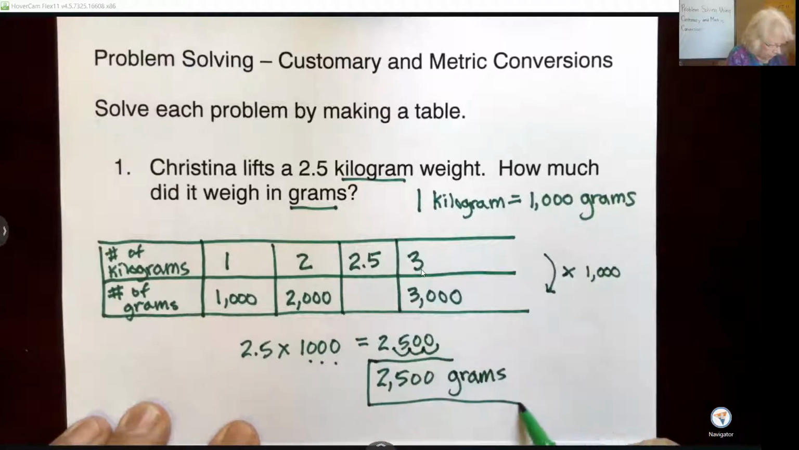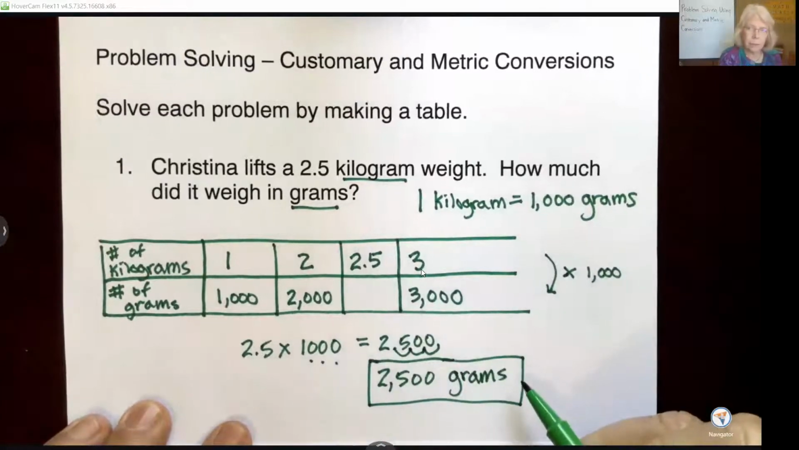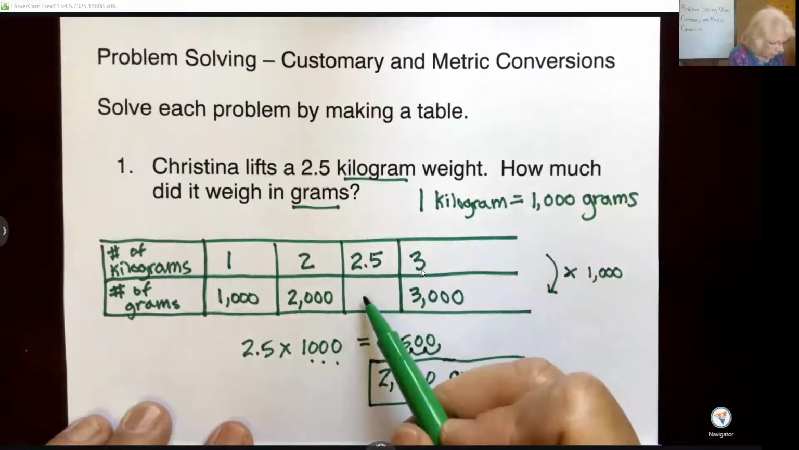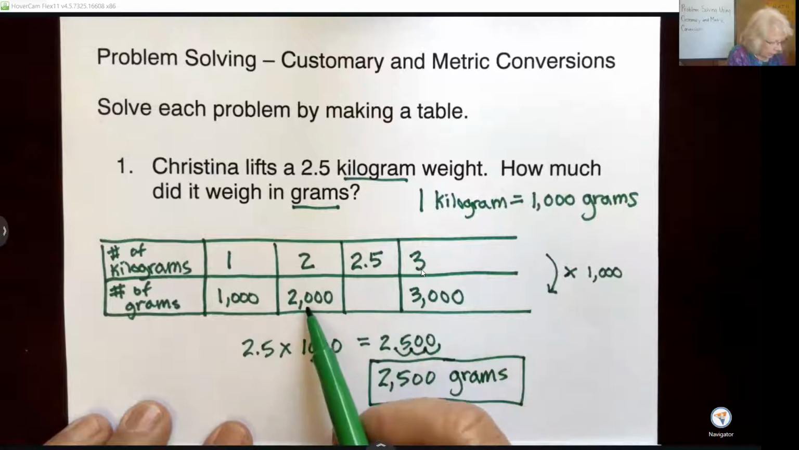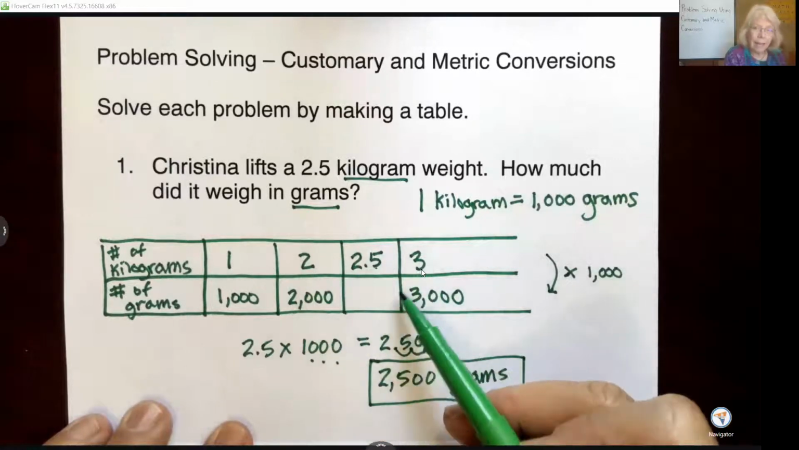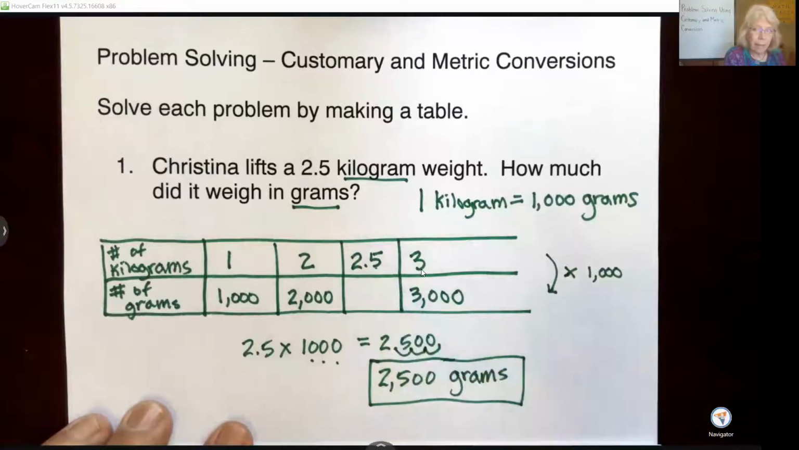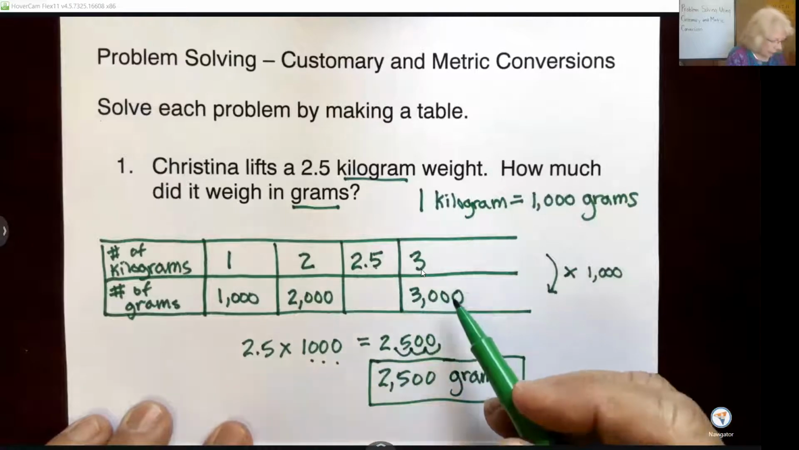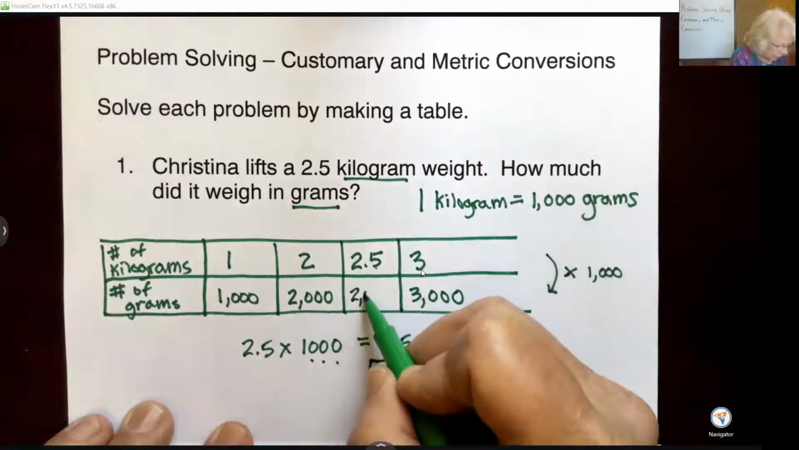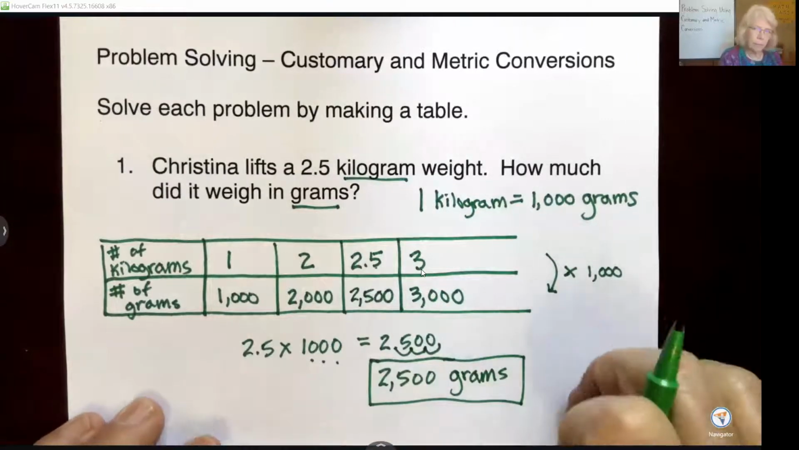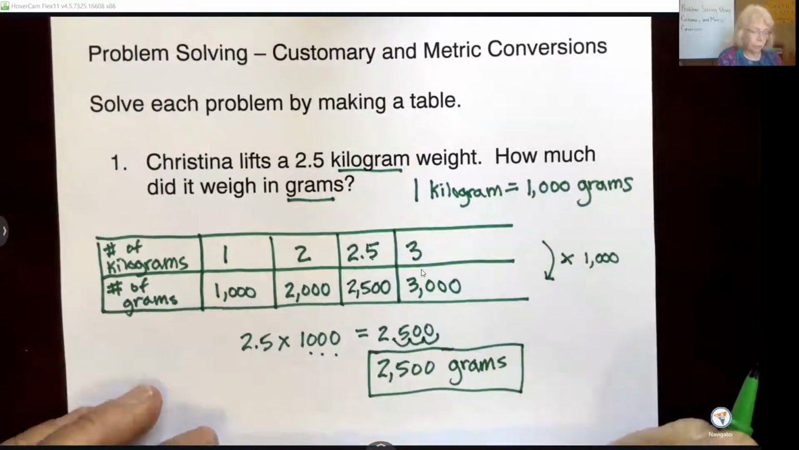I always like to put a box around my final answer when I do word problems, so whoever's reading it can see where my final answer is. I could also have gotten there by looking at 2,000 and 3,000 and looking at 2, 2.5, and 3, and seeing that 2.5 happens to be right in the middle. And right in the middle of 2,000 and 3,000 is 2,500. So that's a second way to get there. We're going to do one more, and then I'm going to give you 2 for practice.